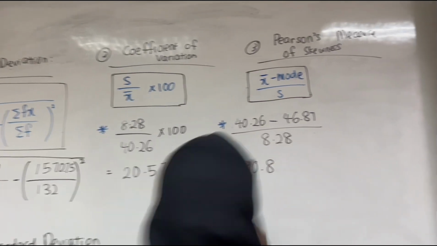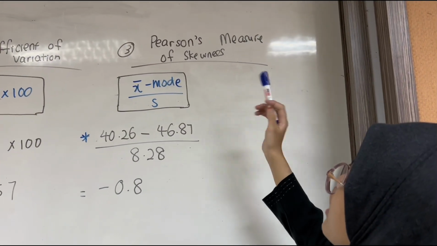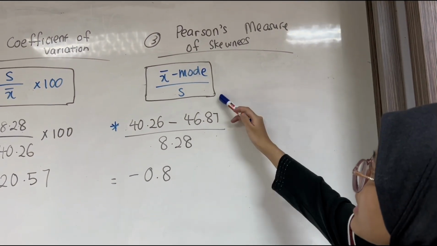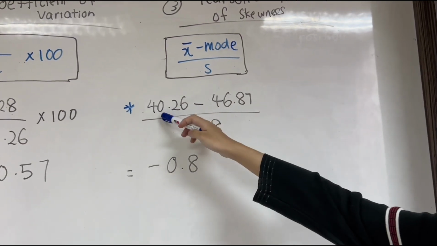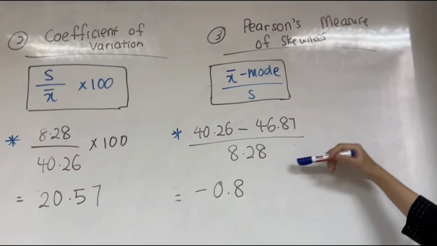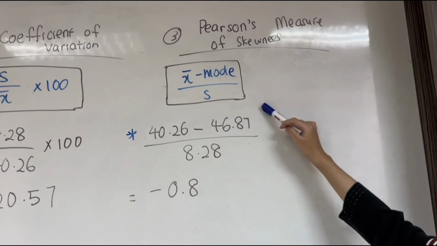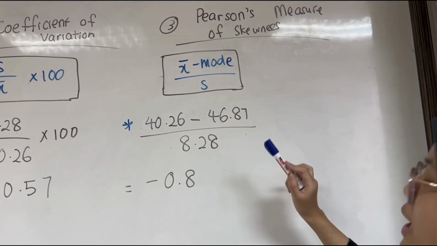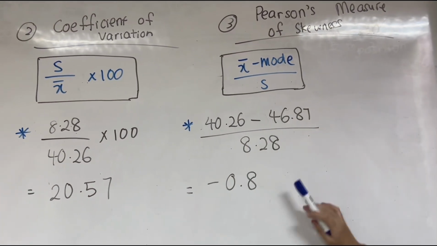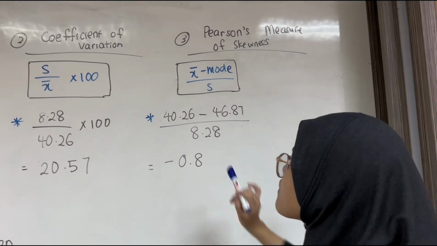Okay, last one, Pearson's measure of skewness. We use this formula and then the value is 40.26, which is the mean, and then 46.87, the value of the mode, and we divide by 8.28, the value of the standard deviation, and we get negative 0.8.